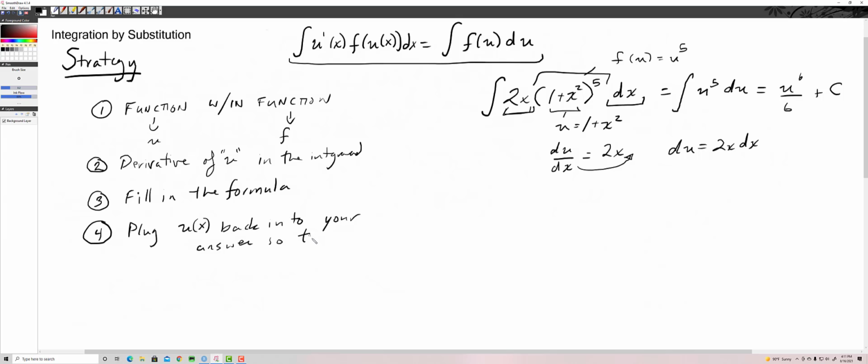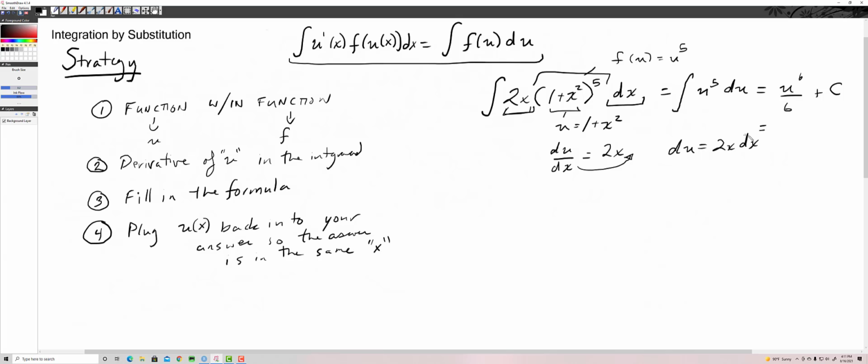So the answer is in the same indeterminate as before. We'll say x in this case. It needs to be the same indeterminate that you had to begin with. So x was what we had to begin with. We need to change u into x again.